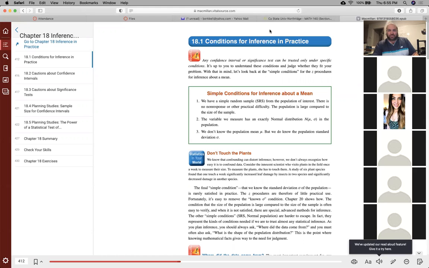So the three conditions, I'm going to say them for the first time because I haven't said them yet: one, it must come from a simple random sample with no practical difficulty. The population must be large compared to the size of the sample. It has to come from a normal distribution. And what we're looking for is mu, but we don't know it obviously, but we do know sigma.